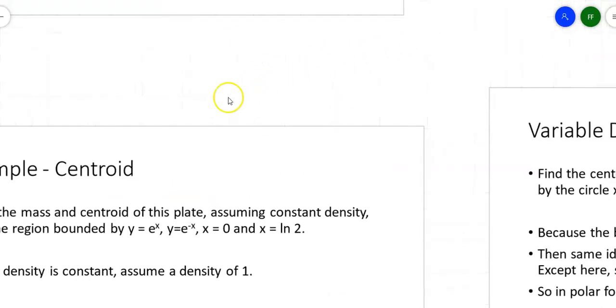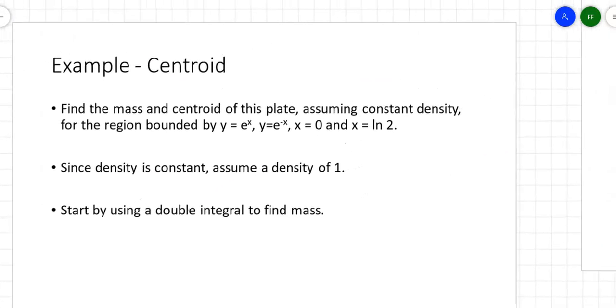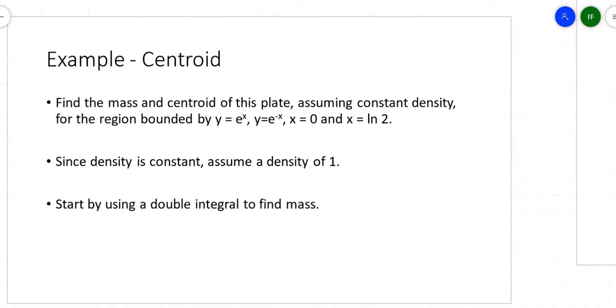All right. Let's take a look at this example. I want to find the mass and centroid of this plate. I'm assuming constant density, so it's a density of 1. That would make sense. For the region bounded by e to the x, e to the negative x, x equals 0, and x equals the natural log of 2. So what does this look like?